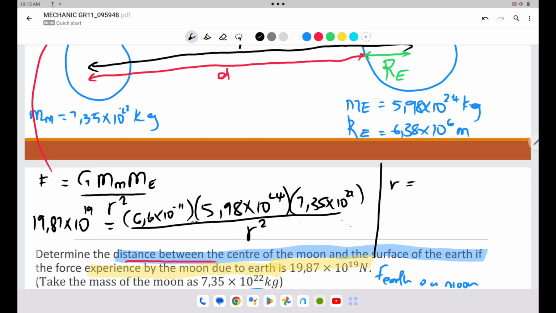R will be equals to, I'm going to grab my calculator, 0.67 to the power minus 11 multiplied by 5.8 to the power 24 multiplied by 7.35 to the power of 22 divided by 0.87 to the power of 19. So if I punch that on my calculator, I find that the center to center distance is 3.841 times 10 to the power of 8 meters.